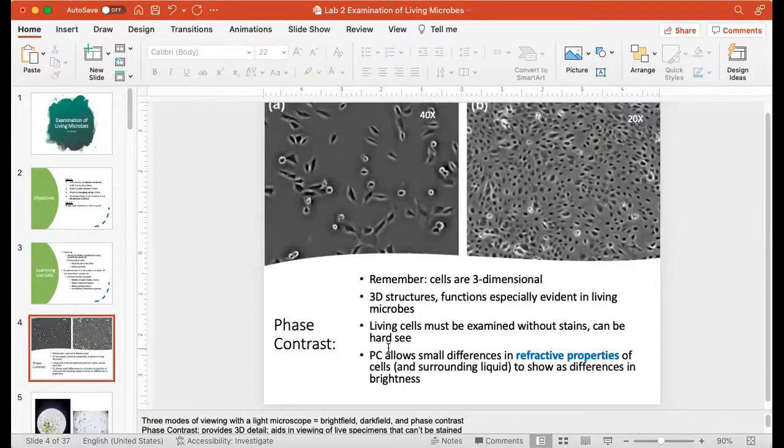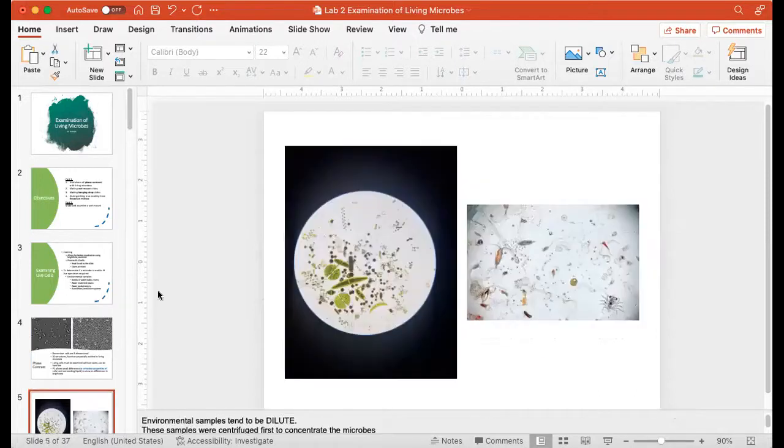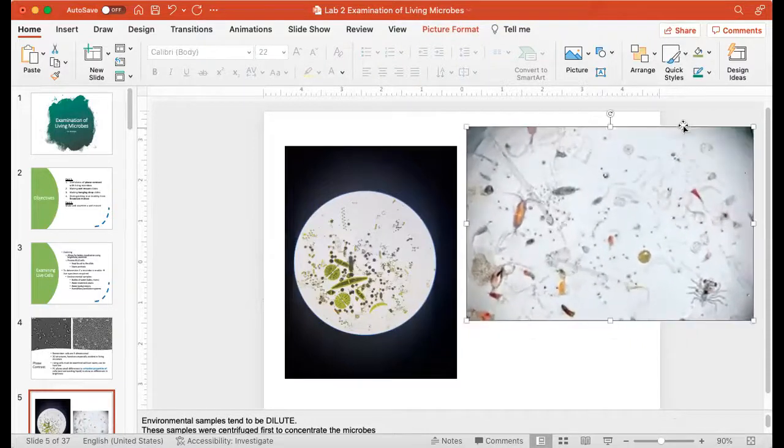So phase contrast allows us to see small differences in refractive properties of cells. And that shows up as differences in brightness. And that gives us a little more detail than we would get without phase contrast. On this slide right here, you're looking at a couple of samples that came out of a body of water, a recreational body of water.